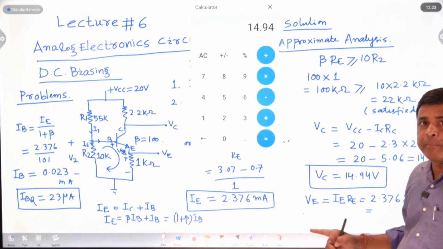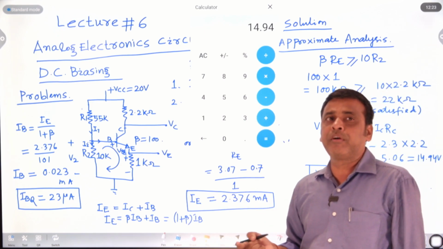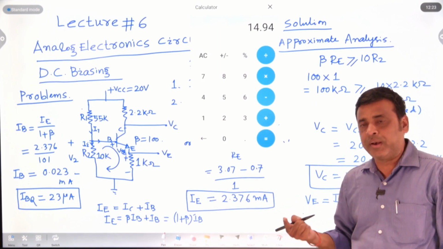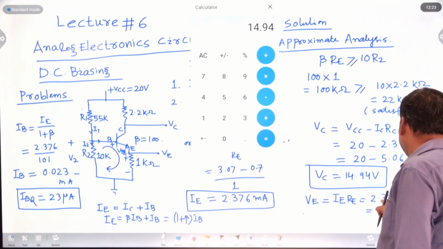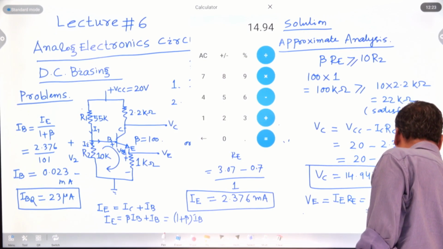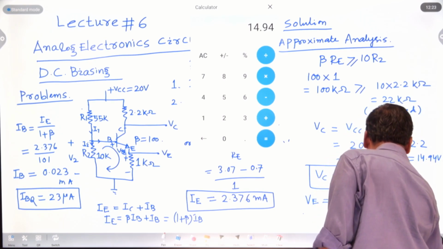Remember, this is milliampere and this is kilo ohm. Milli means 10 to the power minus 3. Kilo means 10 to the power plus 3. So 10 to the power minus 3 into 10 to the power plus 3, that is 10 to the power 0, that is 1. So milli and kilo will be cancelled out. Only that value is how much? 2.376 volt. This is nothing but your VE.